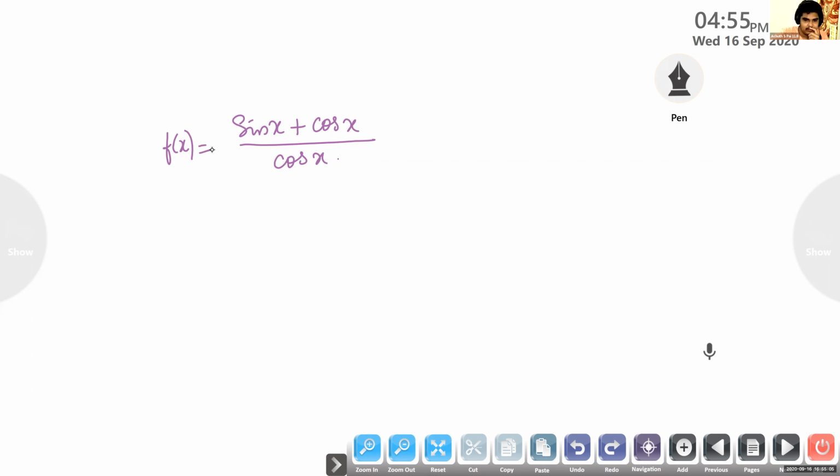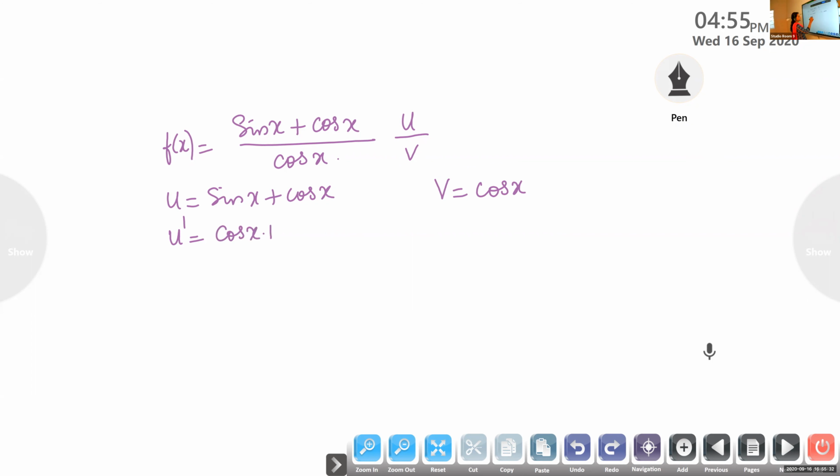So here it is in the quotient rule, u by v. So u is sin x plus cos x. What about v? V is cos x. Find what is u dash. What is u dash? Derivative of u. Derivative of sin x is cos x plus, this is minus sin x. What is v dash? Derivative of cos x is minus sin x.